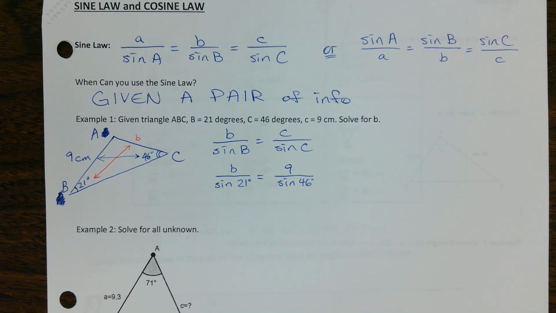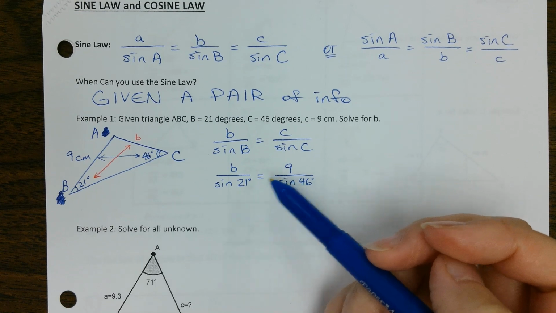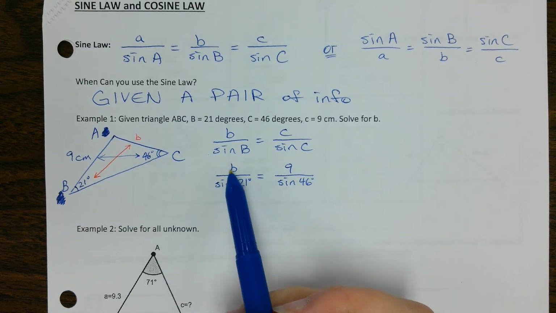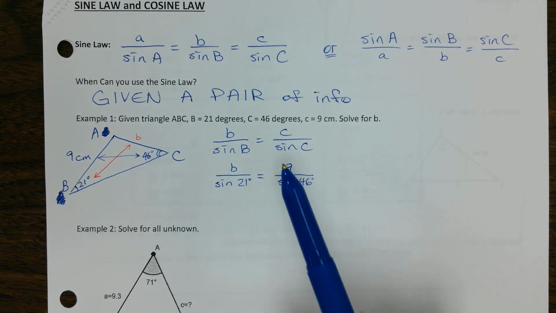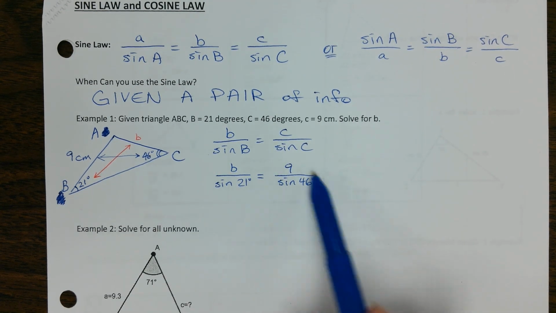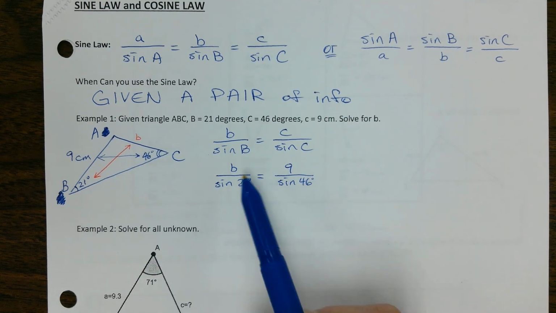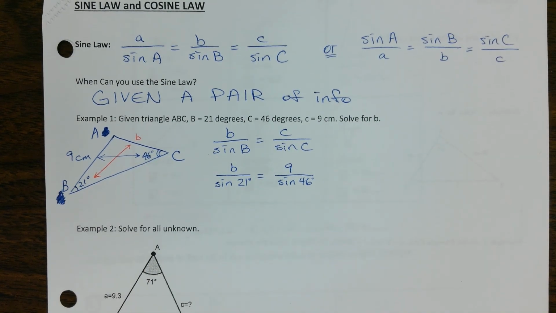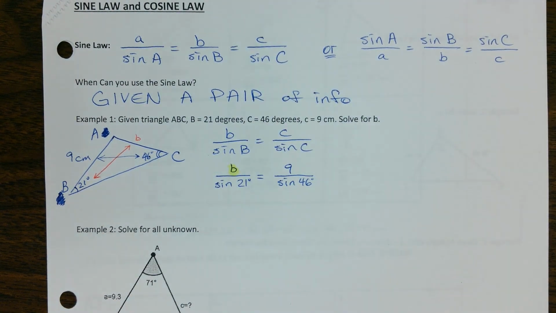Actually, this is the first step, setting it up. Second step, you should only have one unknown. Remember, if you have two unknowns after you set it up, it means you missed something. So you should only have one unknown, which is the b right here. That's what we want to solve.